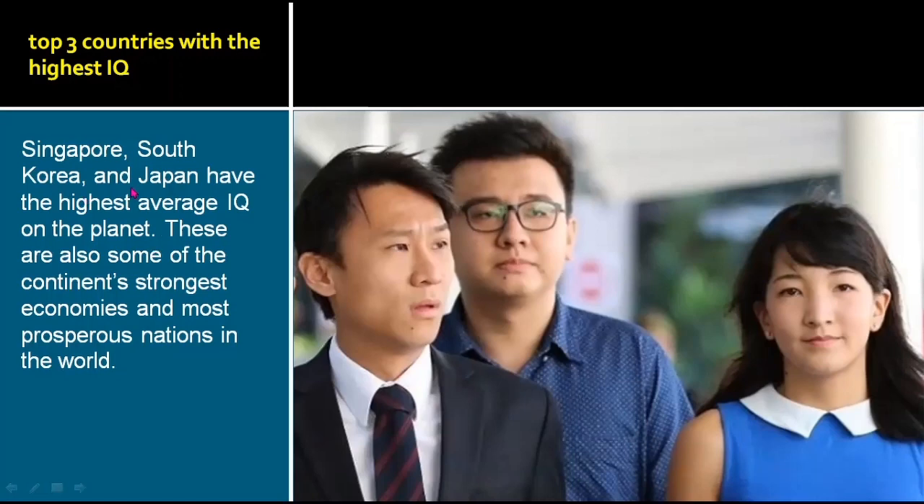So ये 3 ममालिक सिंगापुर, कोरिया और जापान, इन लोगों की जो IQ होती है, वो बहुत ही तेज होती है. So these are also some of the continent's strongest economies and most prosperous nations in the world. तो इन ममालिक की जो इकोनॉमी है वो बहुत स्ट्रॉन्ग है, और ये अमीर ममालिक भी हैं, because they not only have a strong economic background, at the same time they have a scientific background also.